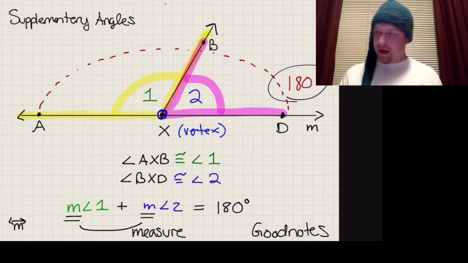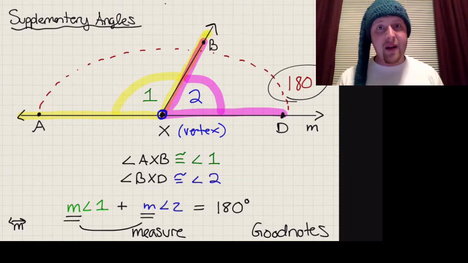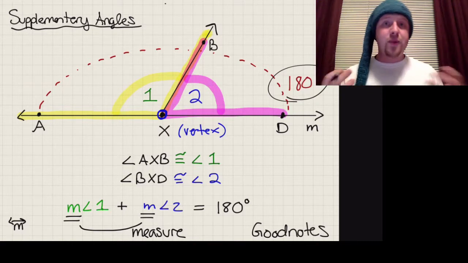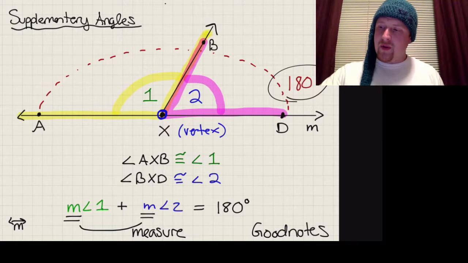Okay? So supplementary angles are angles that add up to 180 degrees. Okay, so that's supplementary angles.